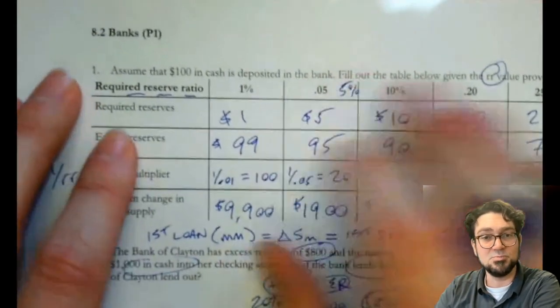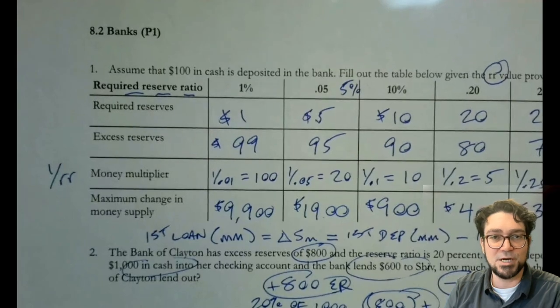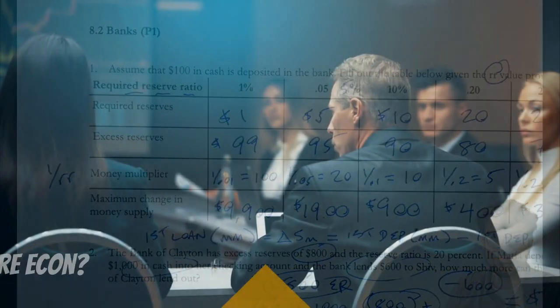So hopefully this helped you with some basics around practicing with required reserve ratio and money multiplier. I'll see you next time.